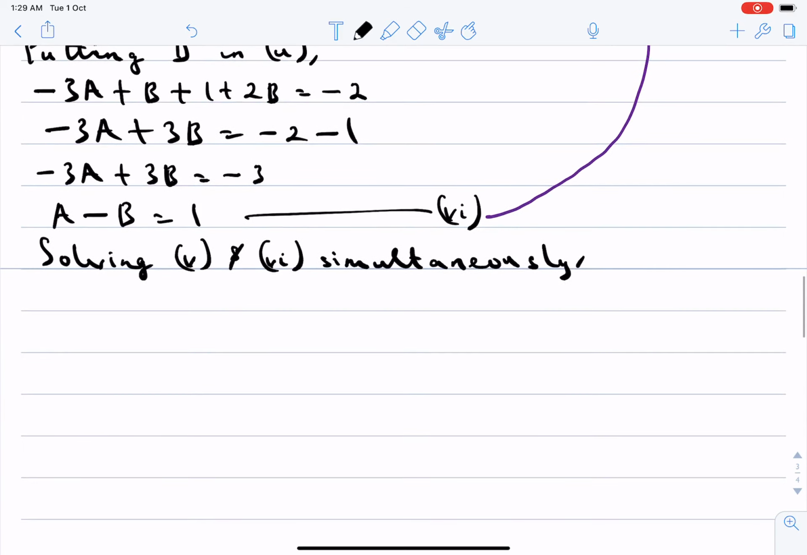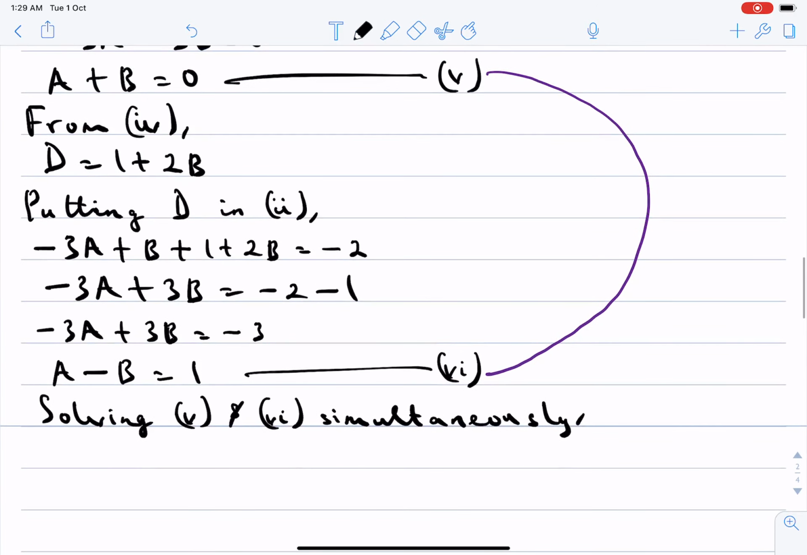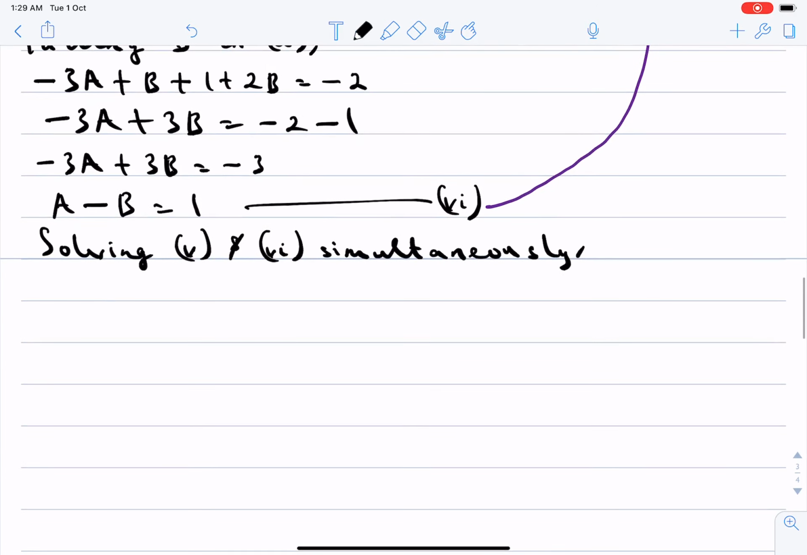Solving 5 and 6 simultaneously. What's equation 5? A plus b equals 0. And equation 6, a minus b equals 1. So a already has the same coefficient in the two equations, so I can just subtract 6 from 5 to get b. Subtracting equation 6 from 5, that's the elimination method.